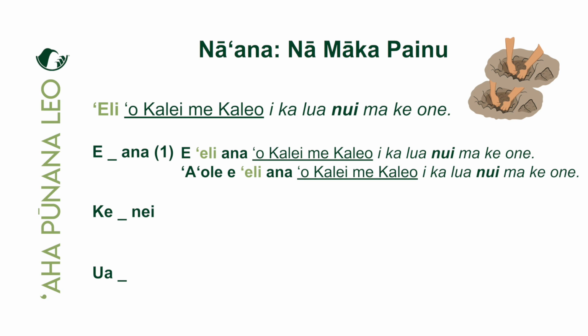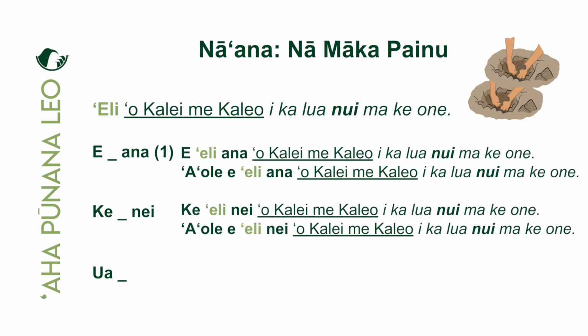Maika'i ka ilo. To negate that, all we do is add the word 'a'ole: 'A'ole e eli ana 'o Kalei me Kaleo i ka lua nui ma ke one. Kalei and Kaleo would not dig a large hole or pit in the sand. Maika'i. Te eli nei 'o Kalei me Kaleo i ka lua nui ma ke one. He aha ka mana'o? What is the mana'o of this sentence, or the translation? Pololei. Kalei and Kaleo are digging. Yeah, they're in the process of digging right now.